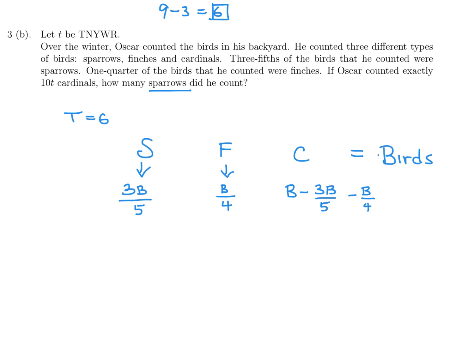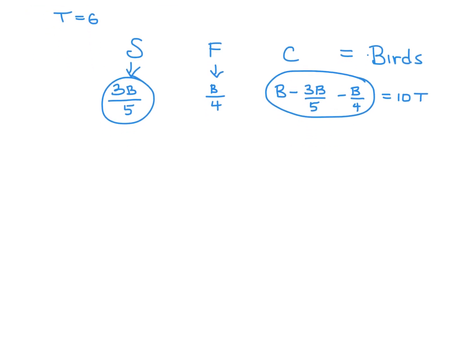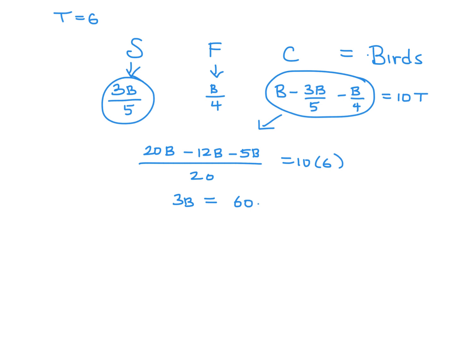And then what else do we know here? The number of cardinals is 10t. Okay, so this number is 10t. Then we'll solve for B, and then finally we'll be able to solve for that. So this equation would be, getting a common denominator, 20b minus 12b minus 5b, all over 20, and that's 10t, and t was 6, right? So this is going to be 3b is 60 times 20, and when you solve for b, you will get 400, I believe.